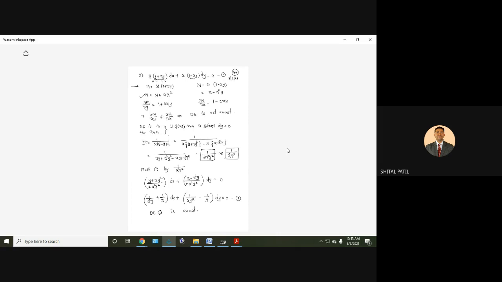Now what do we know about differential equation number 2? Exact. Okay, equation number 2 is exact. Let me change the page. Now we know how to solve the exact differential equation. We have to use the method.